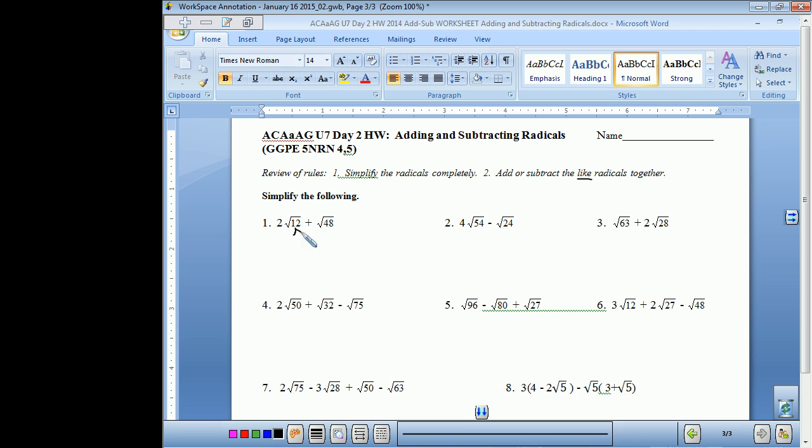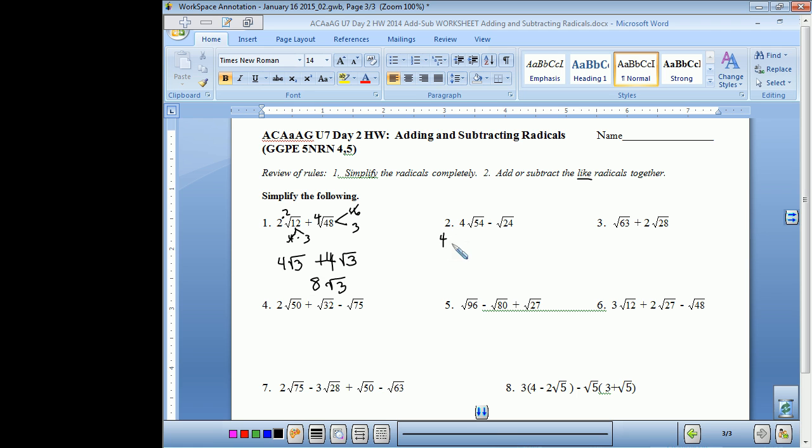So we'll break down the 12 into 4 times 3. So we're going to pull out that 2. So this becomes 4 times the square root of 3. The 48 we can break down into 16 times 3. So we can pull out the 4. So this is another 4 roots of 3. Well, because they're both times the square root of 3, we can add them. 4 roots of 3 plus 4 more roots of 3 is 8 roots of 3.